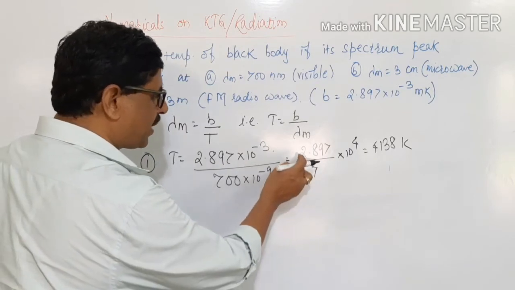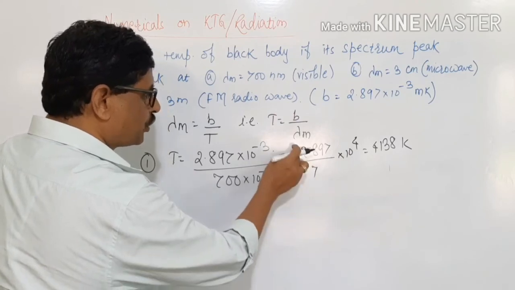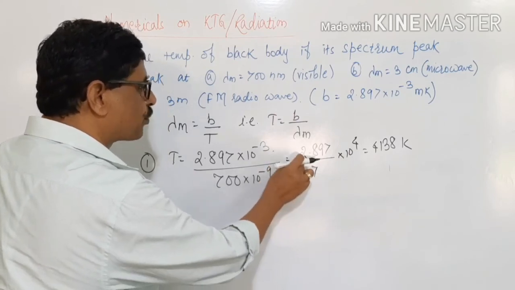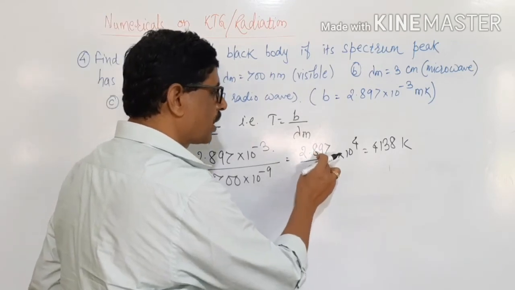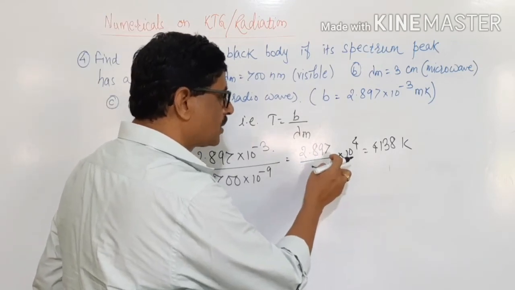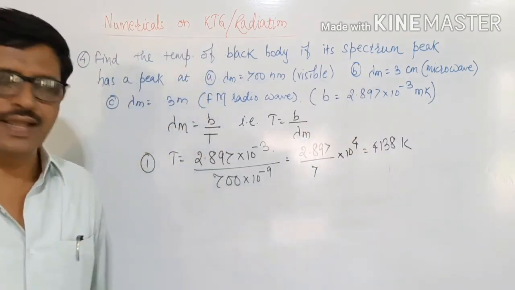You have to divide 2.897 by 7. 7 fours are 28, 7 ones are 7... carried 2, 7 threes are 21. Like that you will get the answer.